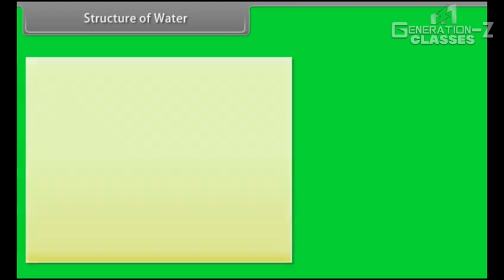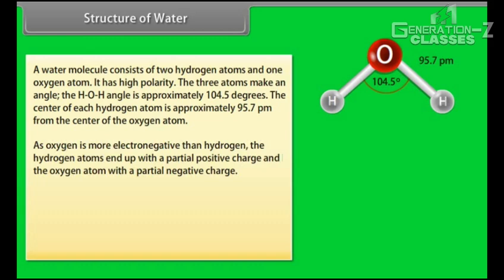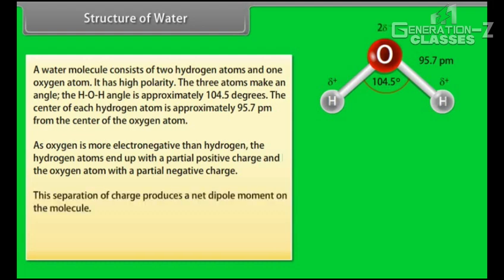Structure of water. A water molecule consists of two hydrogen atoms and one oxygen atom. It has high polarity. The three atoms make an angle. The HOH angle is approximately 104.5 degrees. The center of each hydrogen atom is approximately 95.7 picometer from the center of the oxygen atom. As oxygen is more electronegative than hydrogen, the hydrogen atoms end up with a partial positive charge and the oxygen atom with a partial negative charge. This separation of charge produces a net dipole moment on the molecule.